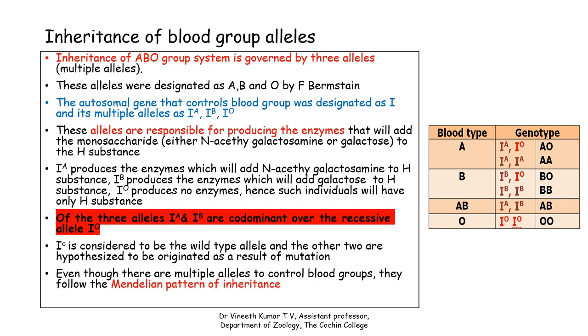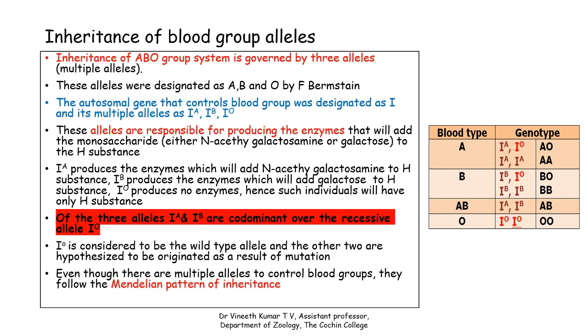Coming to the dominant and recessive relationship among the alleles. Of the three alleles, IA and IB are co-dominant over the recessive allele, which is IO. IO is the wild type allele, and the other two originated as a result of mutation from the wild type IO allele.